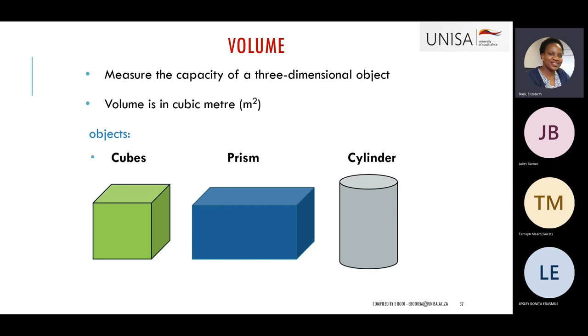The last section that we need to look at is the volume. So in order for us to calculate the volume is how much can we fit into a cube or a cylinder or a can. You know that in a can, how much drink can we fit into that can? That is the volume. It measures the capacity of the three-dimensional object. So I'm going to look at three of them, the cube, prism, and a cylinder. A cube is a square, a prism is a rectangle, and a cylinder is for a circle.